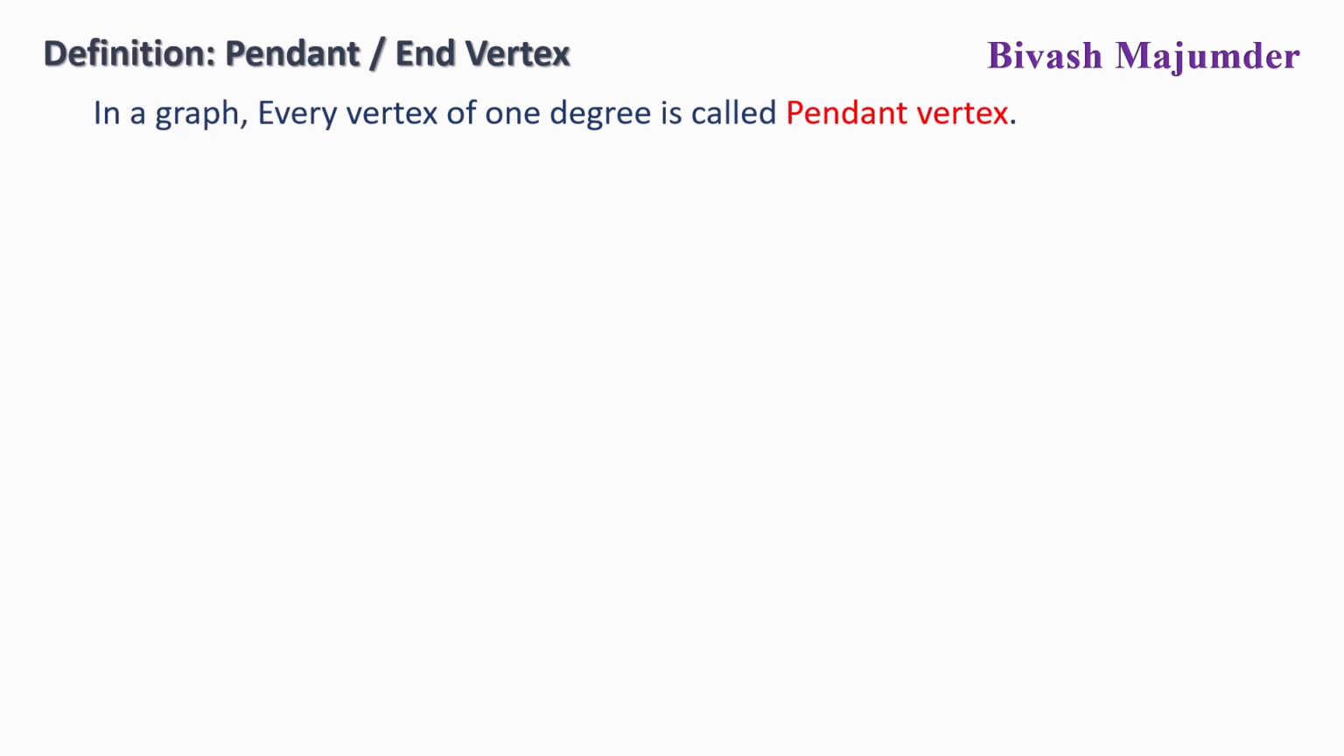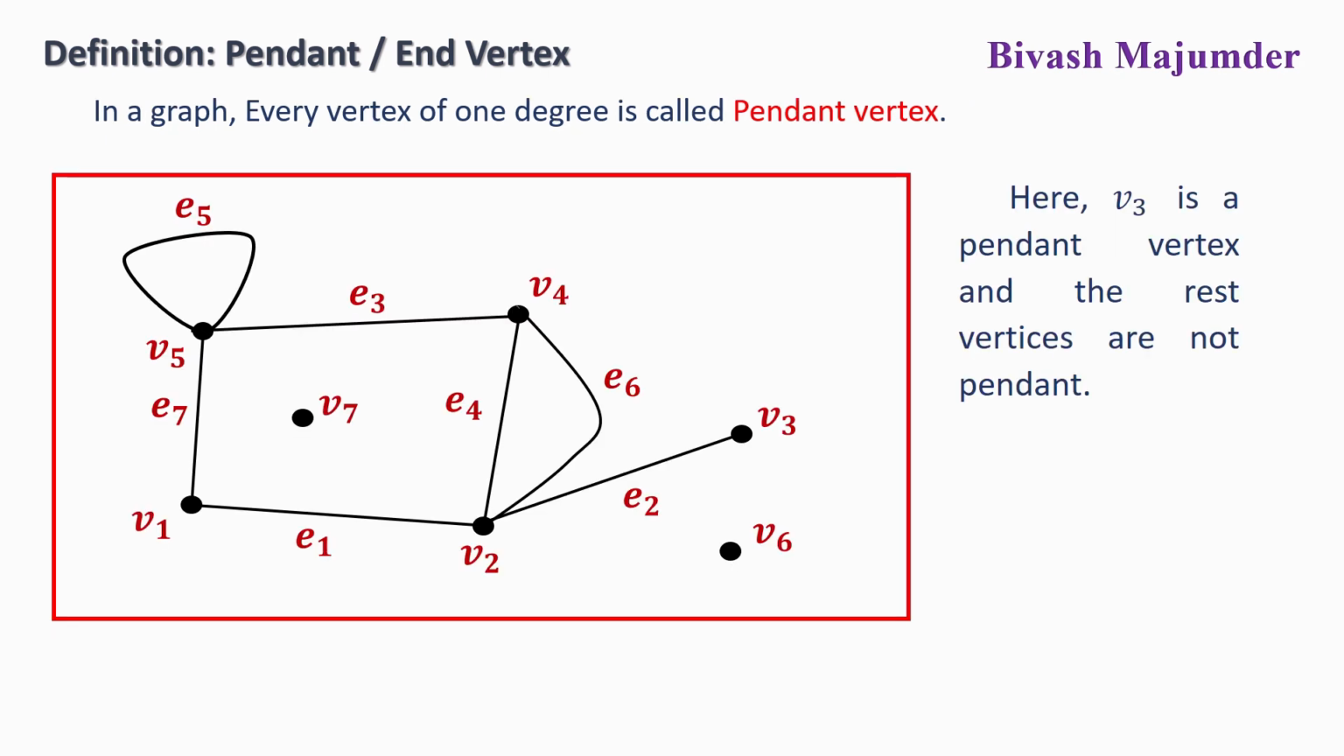Now look at the definition of pendant end vertex. In a graph, every vertex of 1 degree is called a pendant vertex. In this graph, V3 is a pendant vertex and the rest of the vertices are not pendant.